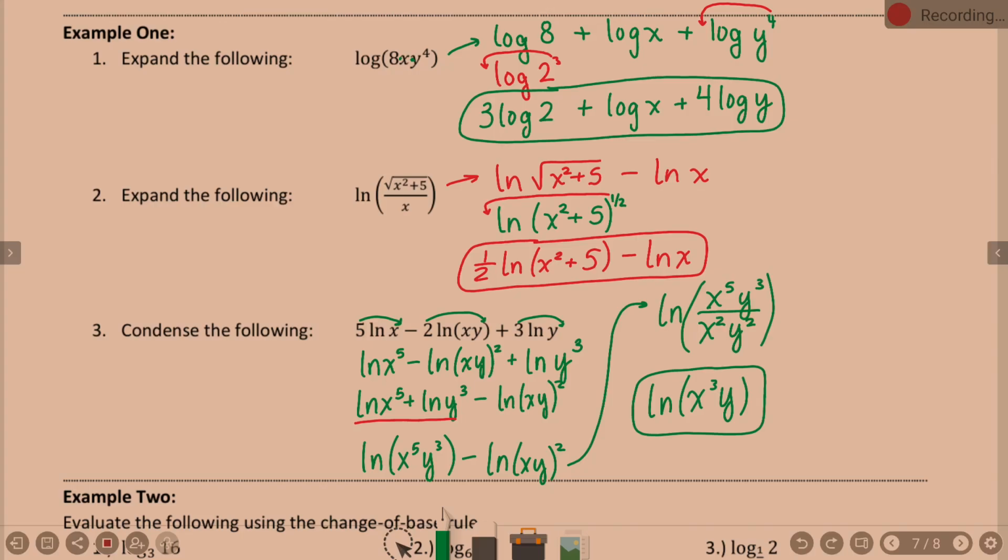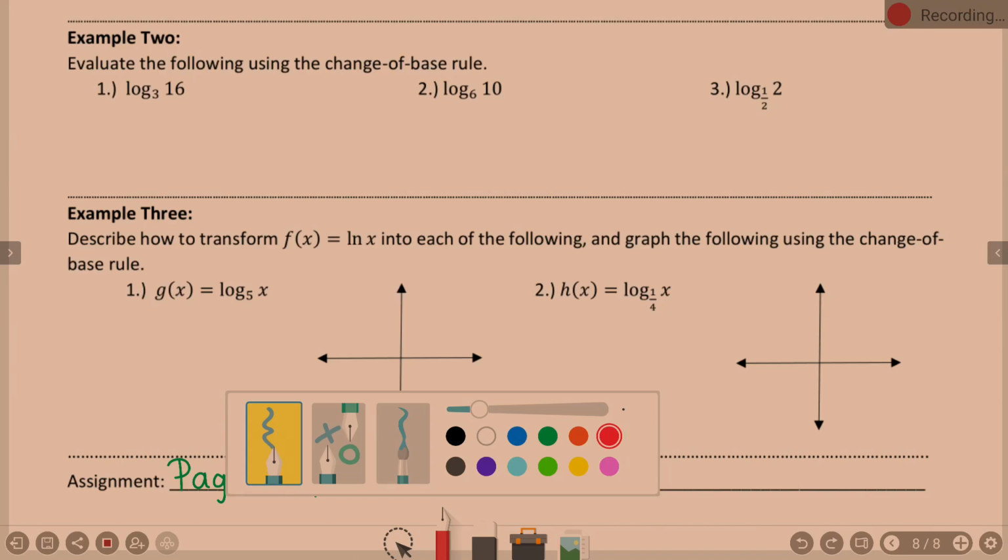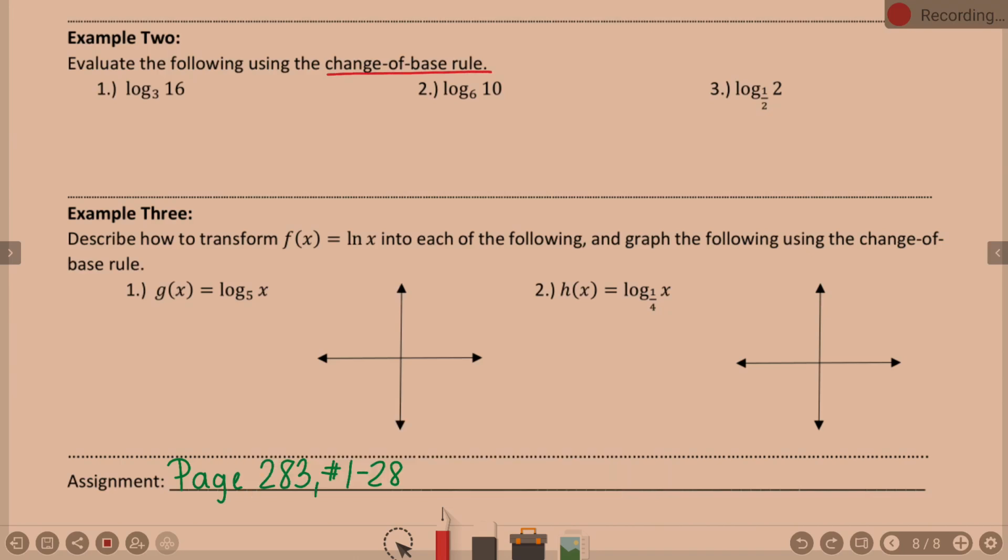Okay. Now, example 2. Evaluate the following using the change of base rule. Folks, I am looking for a decimal answer. Do you know what log base 3 of 16 is off the top of your head? Yeah. No. Now, are there any properties from last week that would help us? I mean, 16 is 2 to the 4th, but does that help me with anything? No, because the base isn't going to be the same.